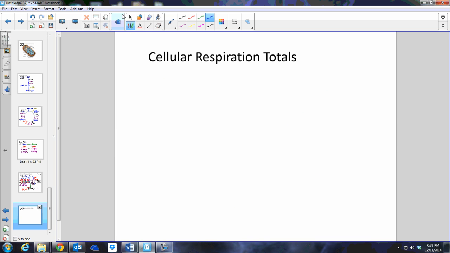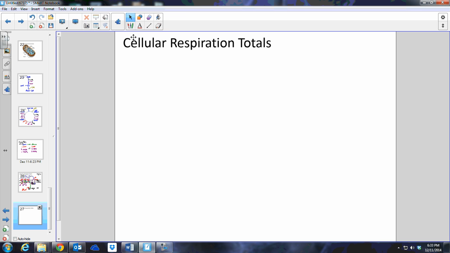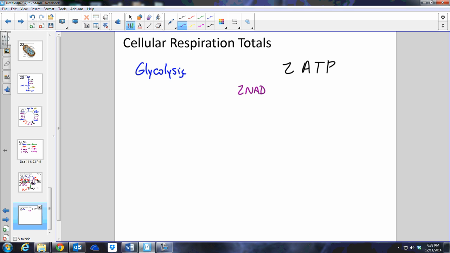So let's get to some cellular respiration totals as far as ATP is concerned. Well, back in glycolysis, we netted 2 ATP. And we also created 2 NADH, which translates to, remember, 1 NADH equals 3 ATP, so 2 NADHs is going to equal 6 ATP. So glycolysis gives us a total of 8 ATP.